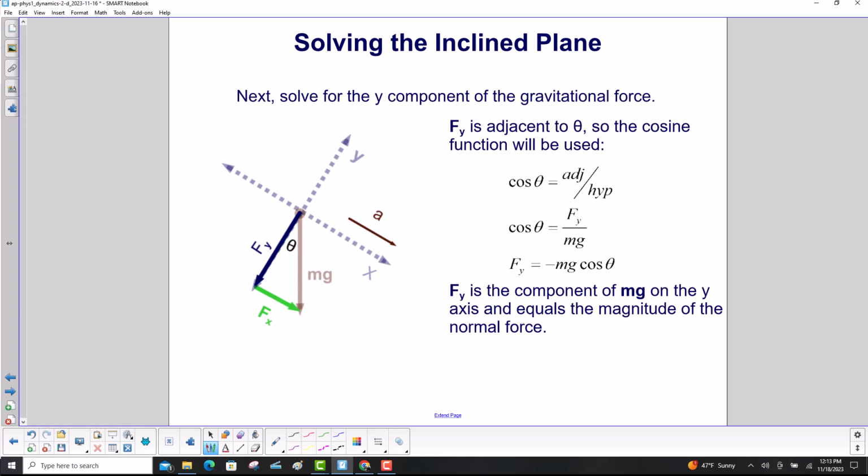Next, solve for the y component of the gravitational force. F sub y is adjacent to theta, so the cosine function will be used. Cosine theta is adjacent over hypotenuse, or F sub y over mg, so in this case, F sub y equals minus mg cosine theta. We put the minus sign in here because it's in the down direction. F sub y is a component of mg on the y-axis and equals the magnitude of the normal force, which of course is like that.